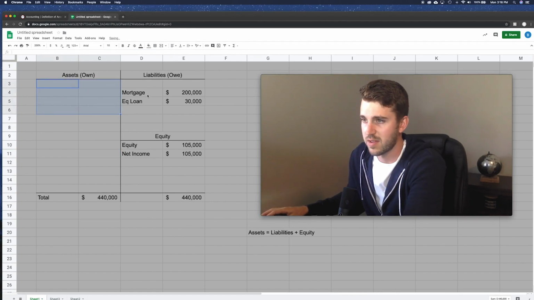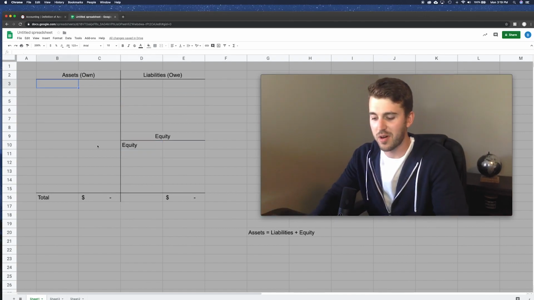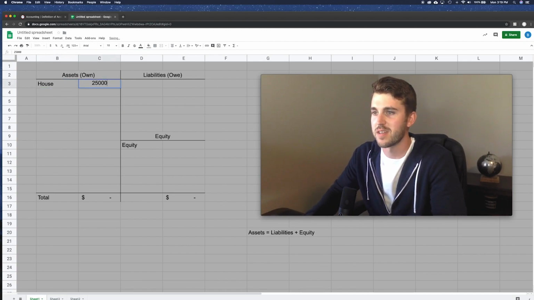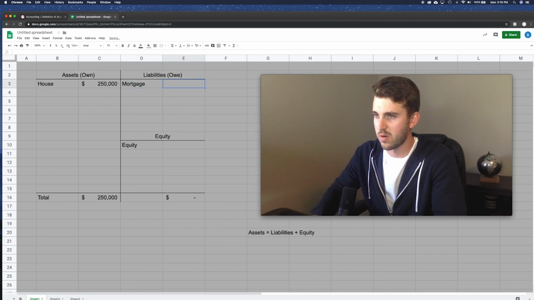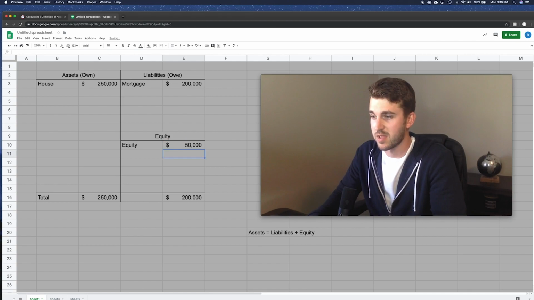So, let's just do a really simple example on the balance sheet here of what a mortgage could look like, because a lot of people have mortgages, right? So let's say you bought a home. I'm just going to call it a house, and that is $250,000. You bought it for $250,000, okay? And on your mortgage, we owe $200,000 still, okay? And that would mean that we have equity of $50,000, right? Again, we need those to balance.